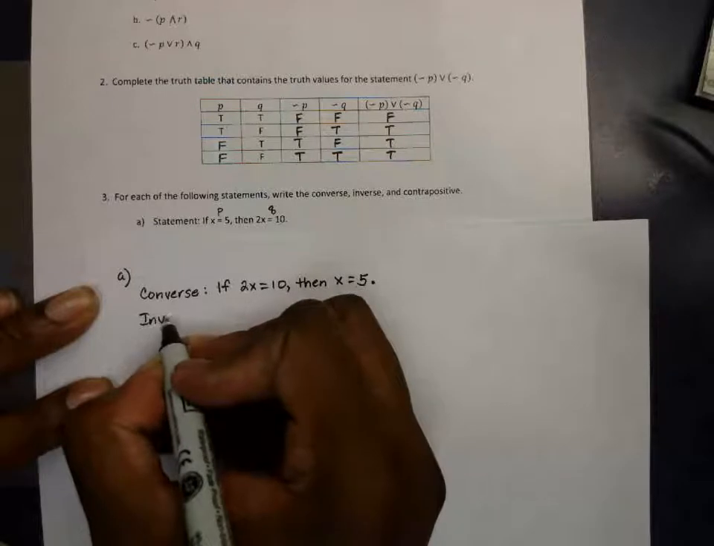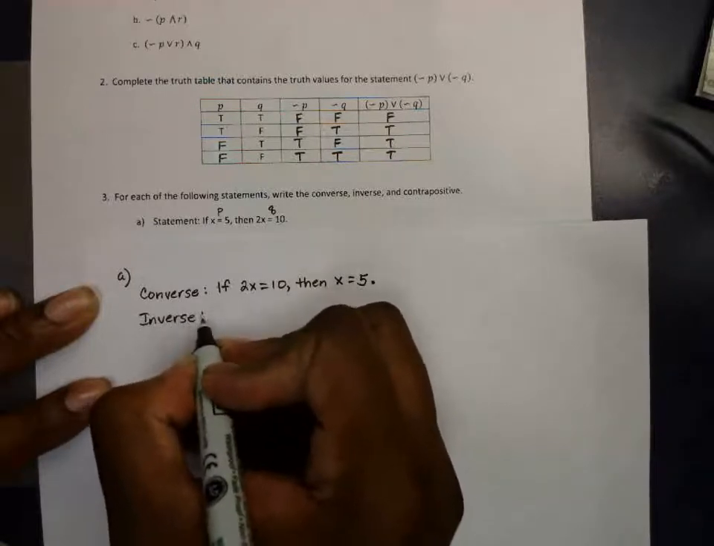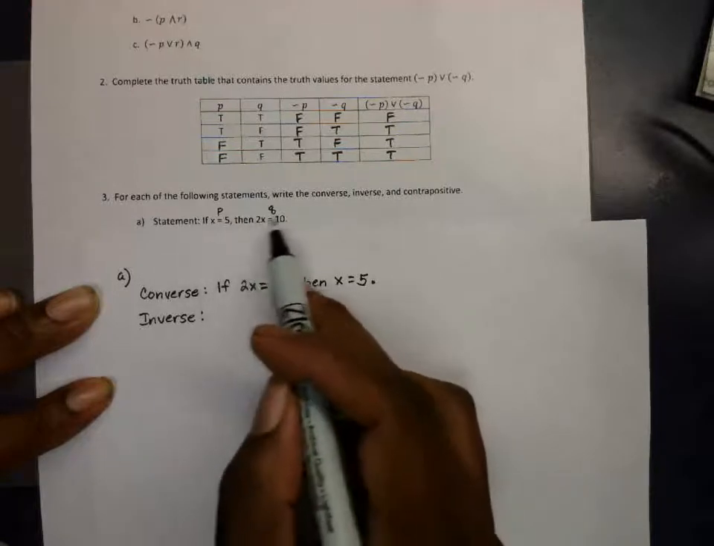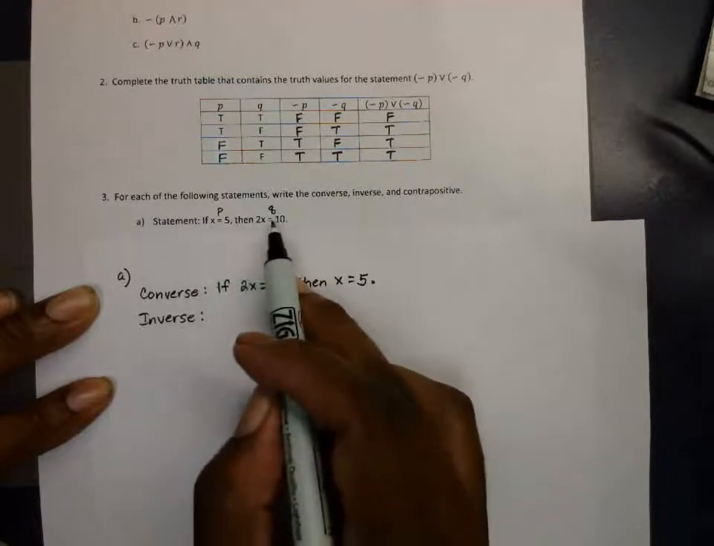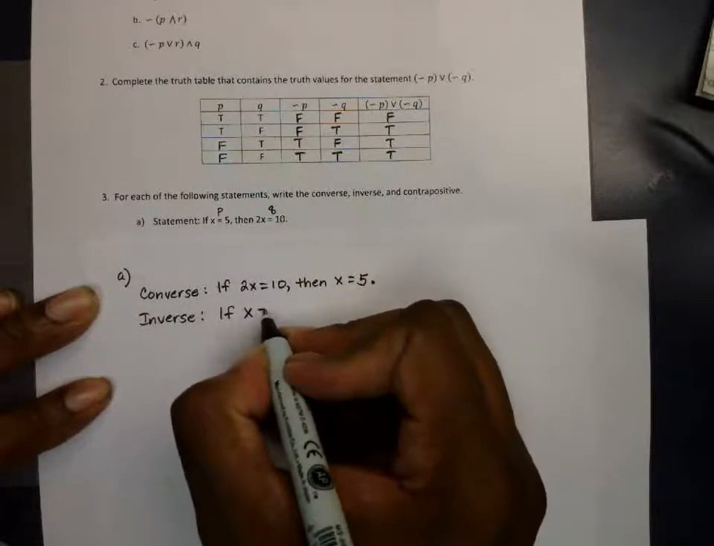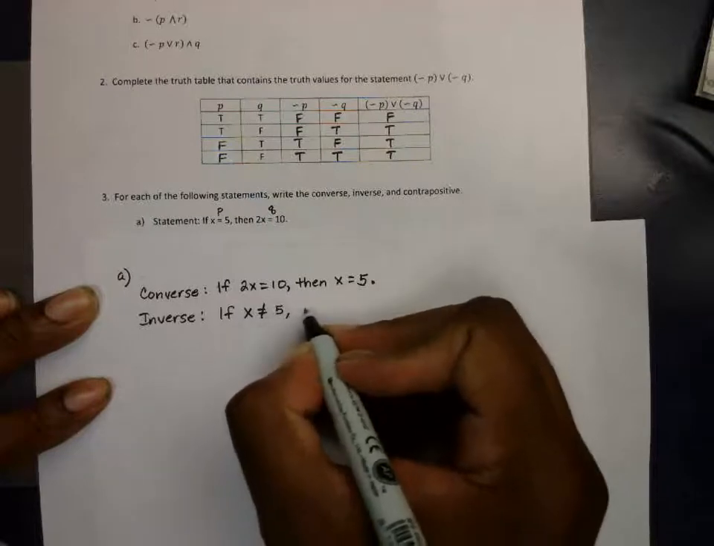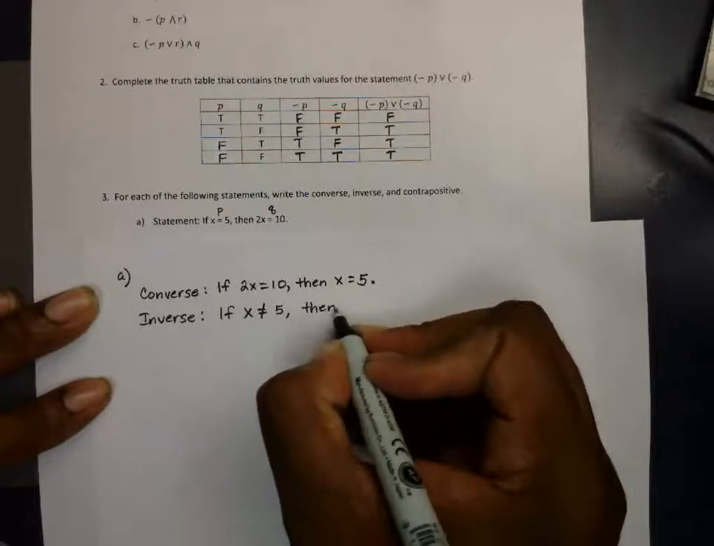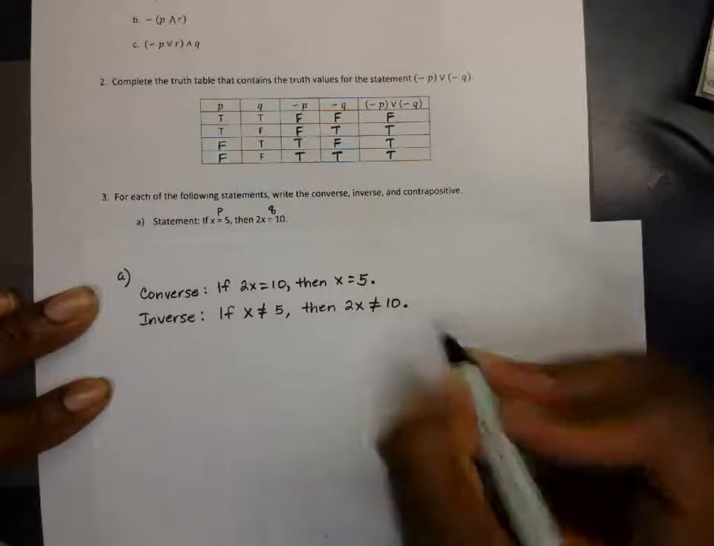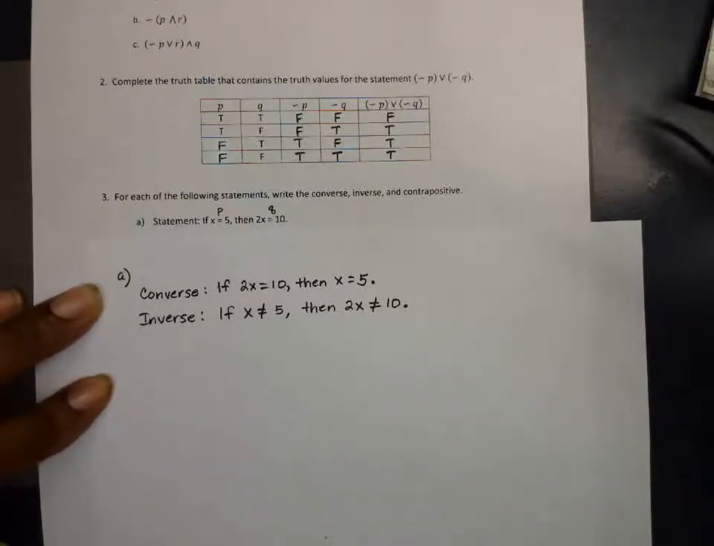The inverse, we take the negation of each of those. If not p, then not q. So the inverse of that would be this. If x is not equal to 5, then 2x is not equal to 10. That would be the inverse.